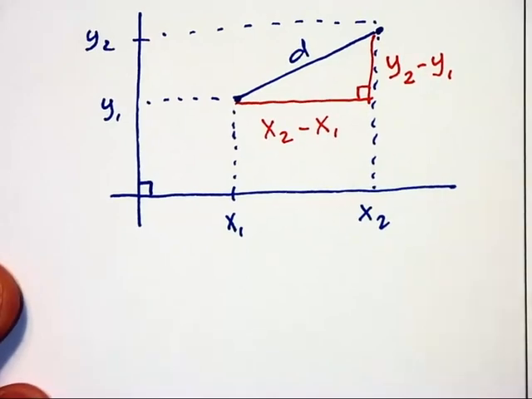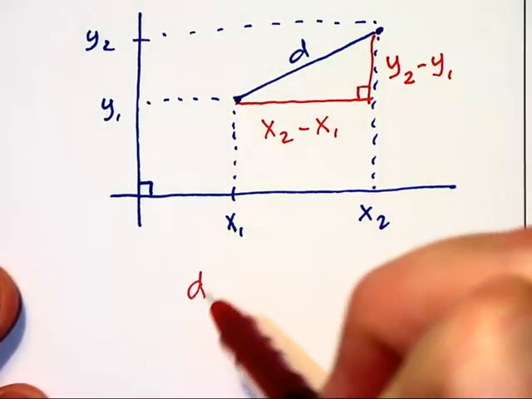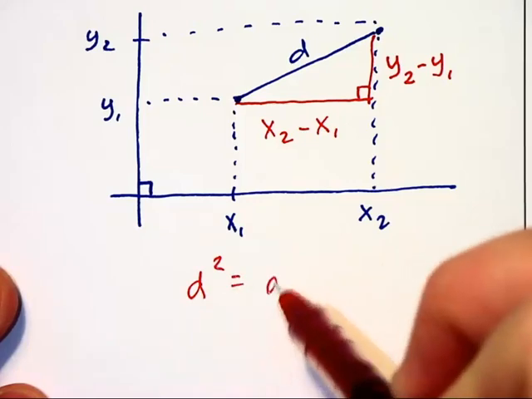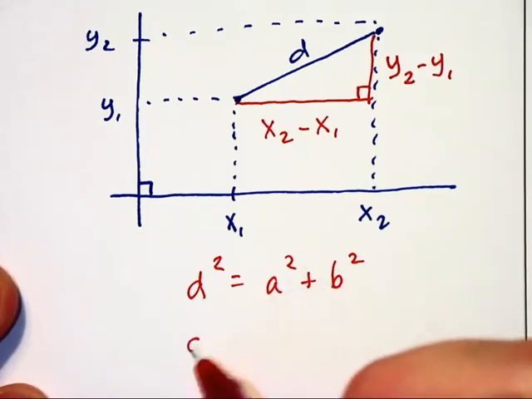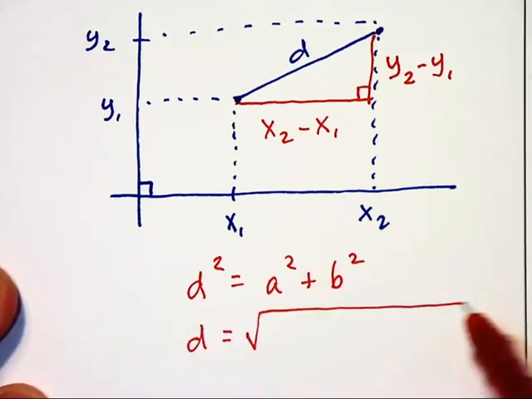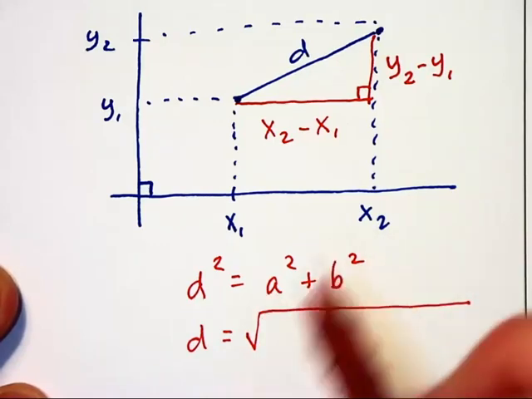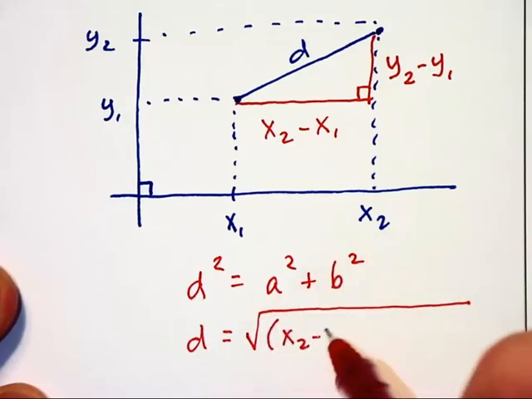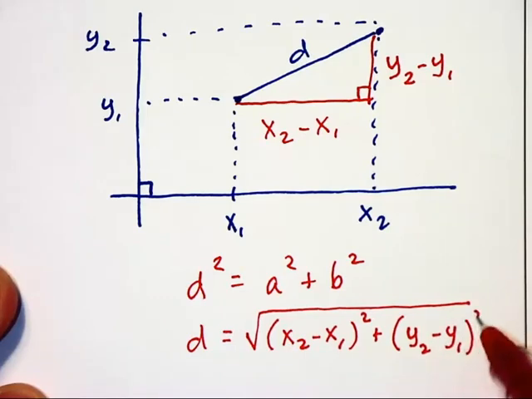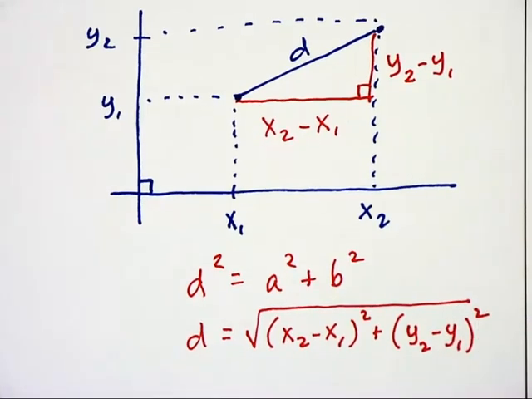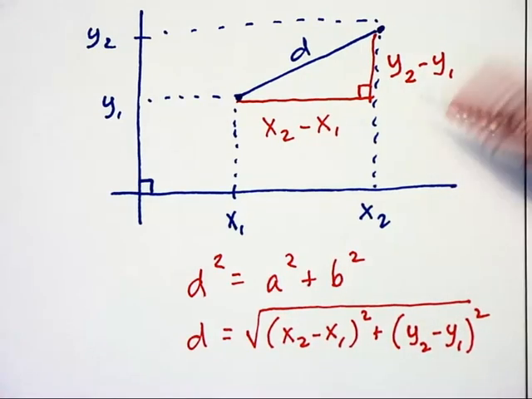Now, if we take a look at the Pythagorean theorem, the distance squared is going to equal a squared plus b squared. And notice how I'm using d instead of c for the hypotenuse. I can then square root each side and have d equals the square root of, and what is my a getting squared? It's the x2 minus x1 getting squared, and then the b squared can be substituted out with y2 minus y1 squared. And so basically, as you can see here, the distance formula is based upon the Pythagorean theorem.